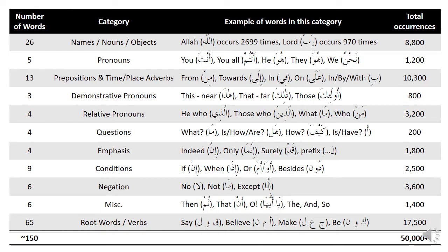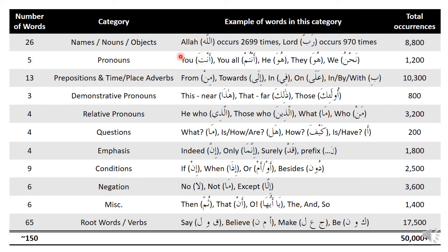So this is a summary of the 150 words we'll be covering in this course. You can see the words are broken down by category. There are 26 names, nouns, and objects. Examples of those are the word Allah, which occurs this many times, the word Rabb, which occurs that many times. And these 26 words, when you count all their occurrences, total nearly 9,000 occurrences in the Quran, and so on.